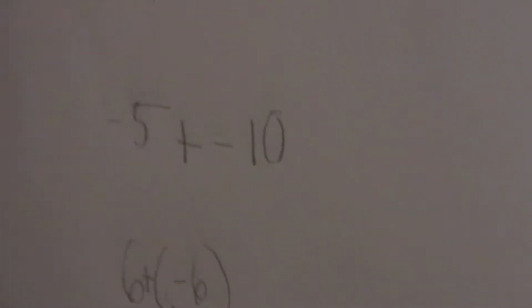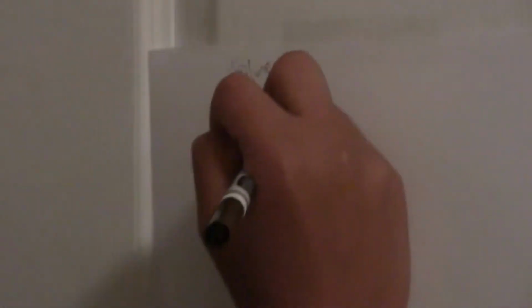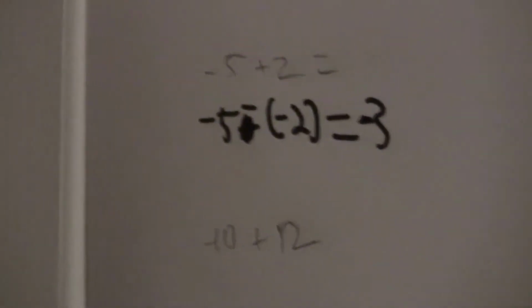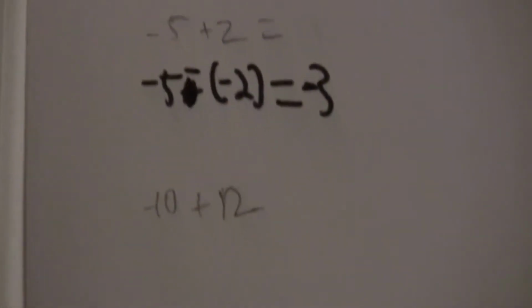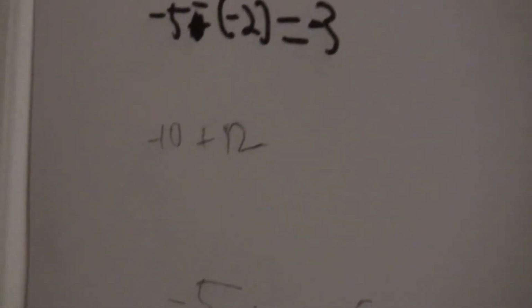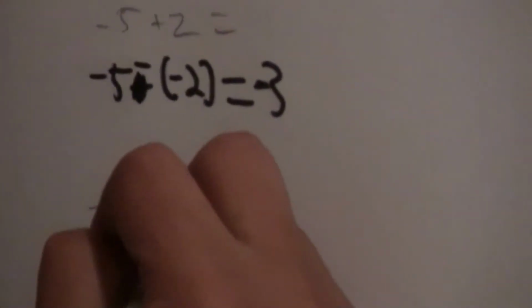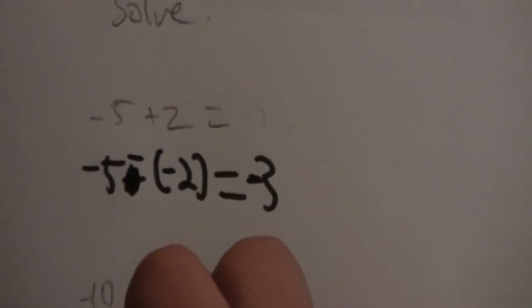So, -5 plus 2, you're actually doing -5 minus -2. Now it's good to write it to make you remember, so you don't get confused. So sorry guys, -5 plus 2, and that equals -3. Sorry. So next example, -10 plus +12. Same rules apply. You're doing -10 minus -12.